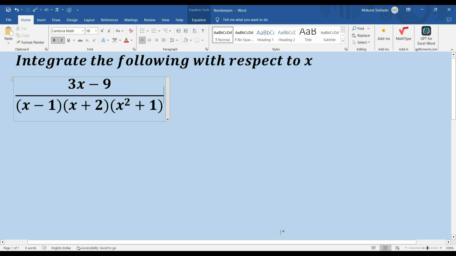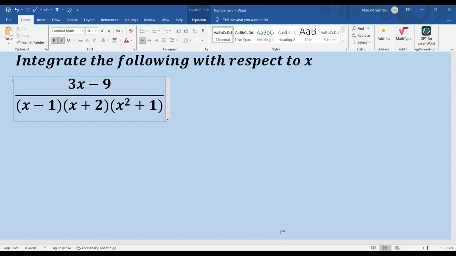So there we have the problem on the screen. Integrate the following with respect to x. We have (3x minus 9) divided by (x minus 1) into (x plus 2) into (x squared plus 1), right? So what we've been given is dy by dx and we've been asked to find y.